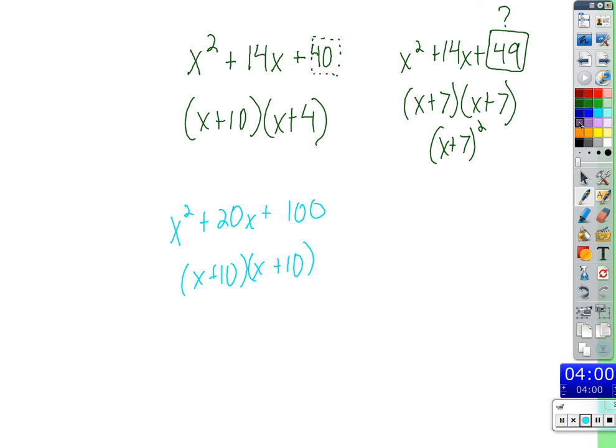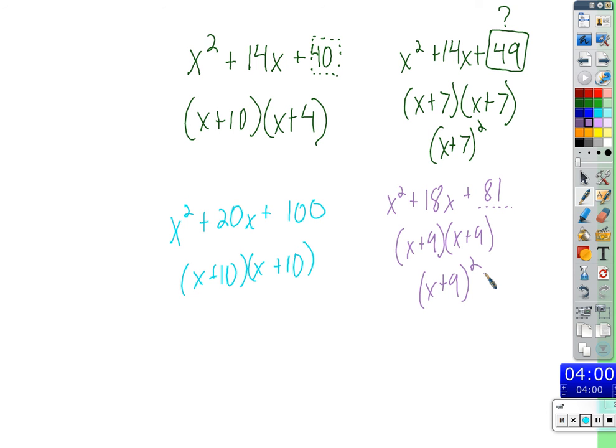Great. Let's do another one, and we'll talk about it a little more in depth here. x squared plus 18x. What would have to go here? That factors as x plus 9 and x plus 9, or x plus 9 squared. All right. If you feel like you haven't caught on yet, that's fine.